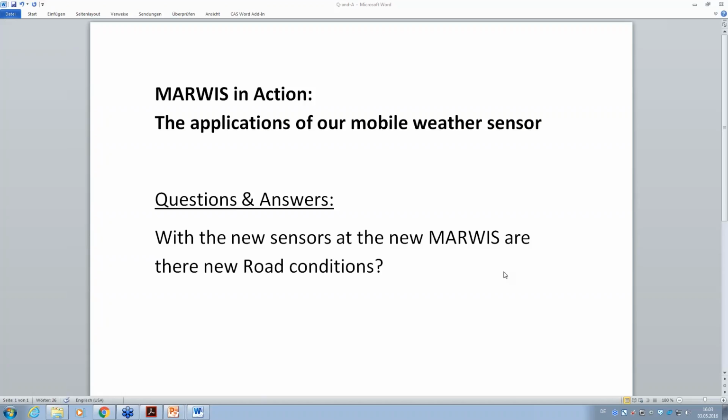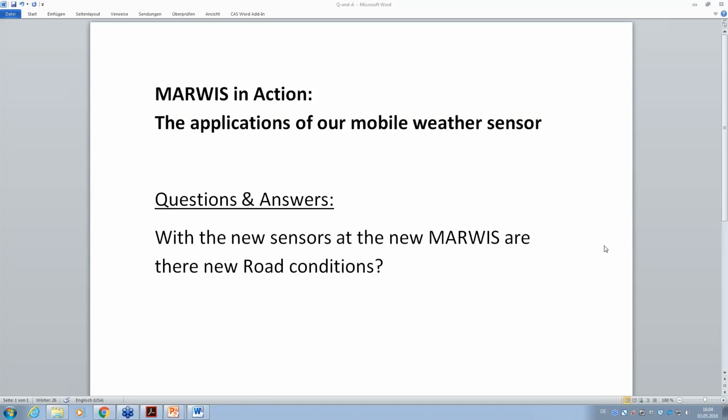With the new sensors at the new MARWIS, are there new road conditions? Well, what we have done with the MARWIS 2.0 was to offer a real air temperature measurement and a real relative humidity measurement. The road conditions have to do with the transmitters and the receivers, with the LED light only. The surface temperature is just used in the algorithm to qualify the light absorption information. So at the end, the answer is there is no change of the road conditions. That just gives you additional air temperature and relative humidity information.